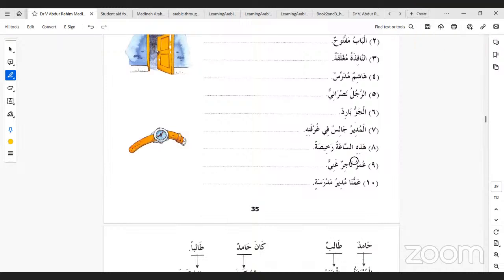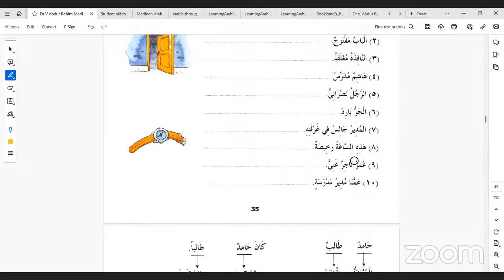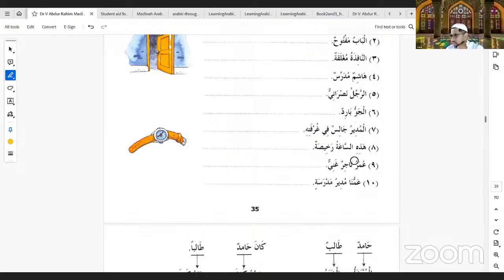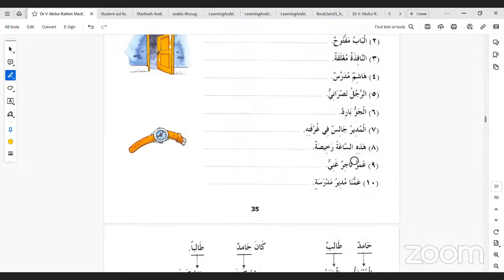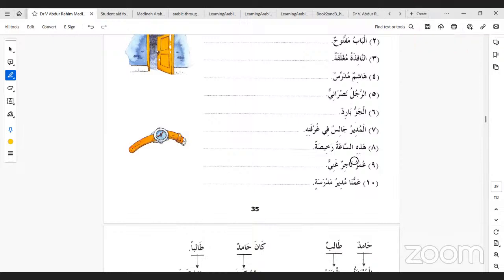Right. So, al-jawu baridun. Kana al-jawu baridan. Correct. The weather was cold. Al-mudiru jalisun fi ghurfatihi. The principal was sitting in his room. Jalis, sitting. Sitting in his room. كان المدير جالسا في غرفته.